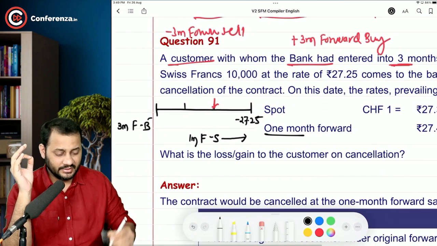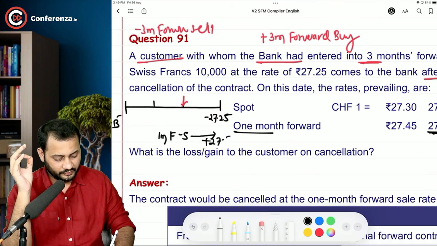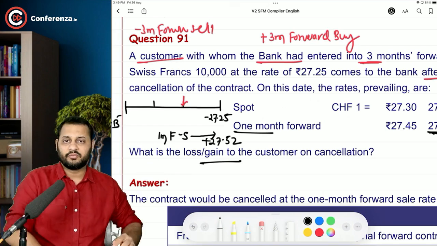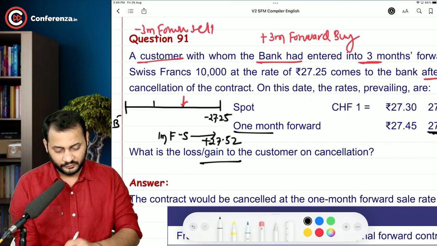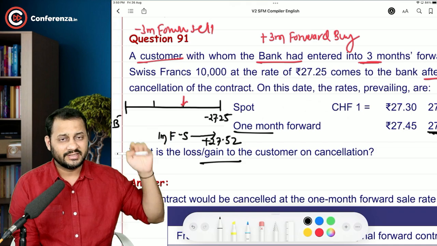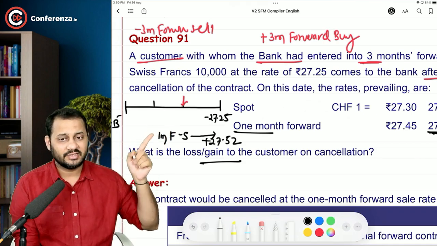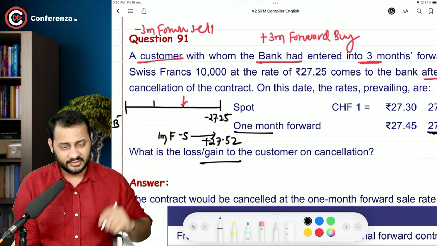So bank is selling, that means 27.52. Now you see that it's the loss of the customer and the profit of the bank, because bank is selling at a higher rate and buying it at a lower rate. Exactly opposite will be for the customer. Customer is buying at this rate and selling at this rate. Selling at this rate and buying at this rate.